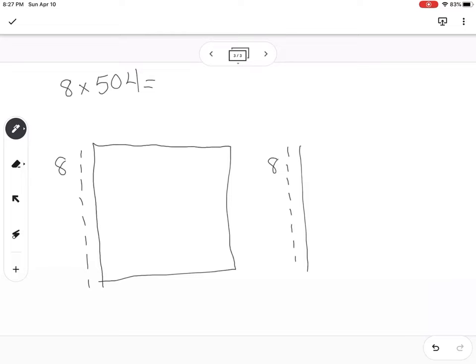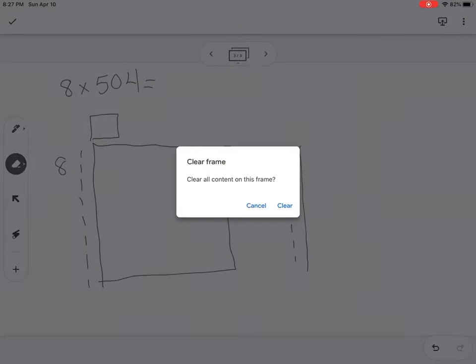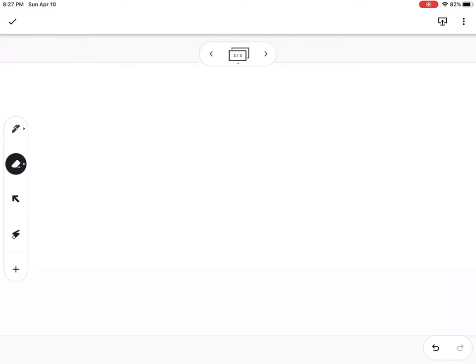So over here I need 5 100s. I should have done that before I drew my box. Let's back up a little bit. I think I'm going to run out of space. Let's start that over. 8 times 504. Okay, let's try that again.